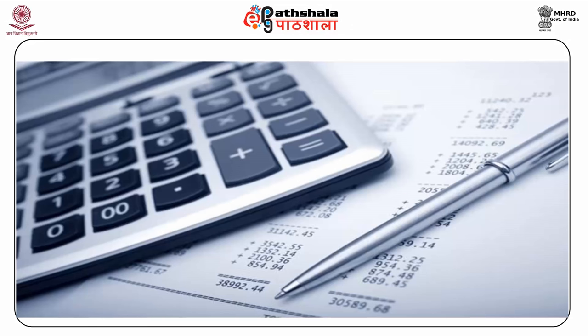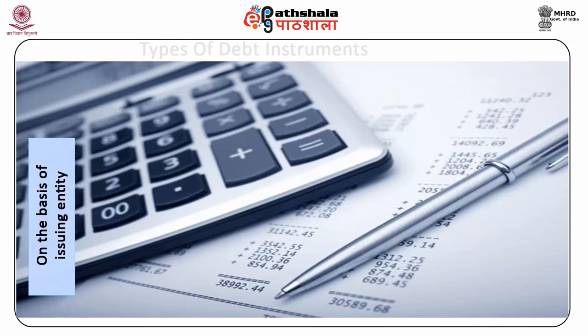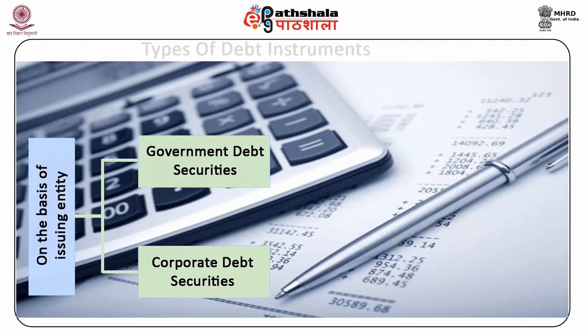Now, we will discuss the types of debt instruments. There are various types of debt securities traded in the market. These securities can be classified on several bases. On the basis of issuing entity, they can be classified as government and corporate debt securities. On the basis of type of coupon applicable, these securities can be classified as fixed coupon, zero coupon and floating coupon bonds or debentures. They are also classified as convertible, non-convertible and partially convertible debentures depending upon the option to convert them into equity on maturity. Thus, we have numerous variants of debt, which are discussed as follows.